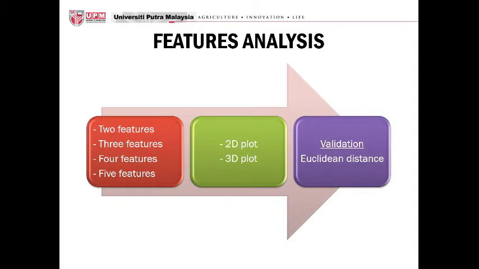In this feature analysis, we mainly want to find the best combination of the gas sensors. The combination of these gas sensors was then applied as the input in the classification process. We did it for 4 and 5 features. Then for validation, we used the Euclidean distance to calculate the results. Based on the calculation, the highest value of distance will indicate the best separation in the data to classify the herb species.